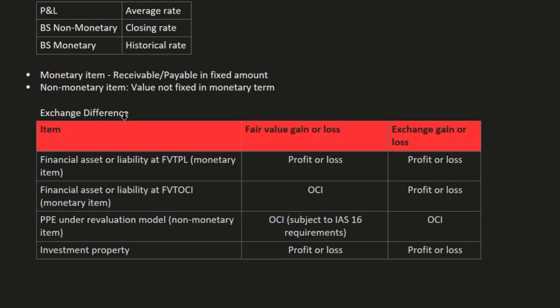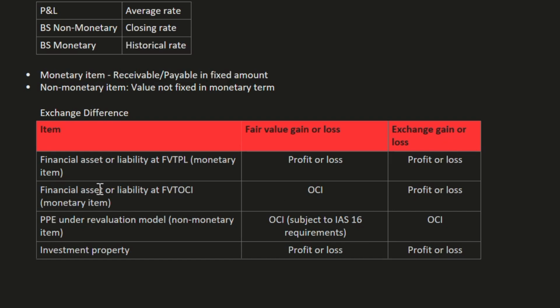Now exchange differences: the item's fair value gain or loss and the exchange gain or loss. For financial assets or liabilities at fair value through profit and loss, monetary items have a fair value gain or loss in P&L and an exchange gain or loss, again in P&L. So the fair value gain or loss goes to P&L and the exchange rate gain or loss goes to P&L.